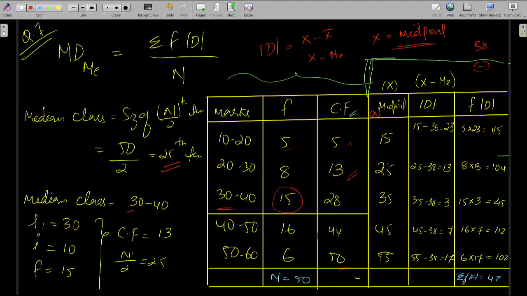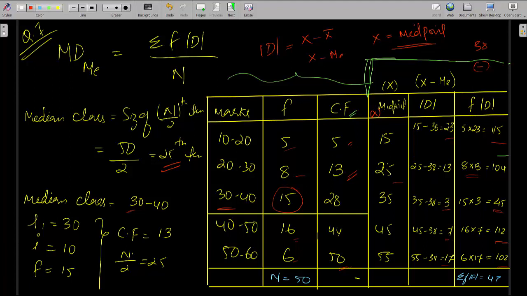So 5 into 23 will give 115. 8 into 13, it is already written here, 104. 15 into 3, 45. 16 into 7, 112. 6 into 17, 102. So now once you find out all these values, you have to find out the sum.